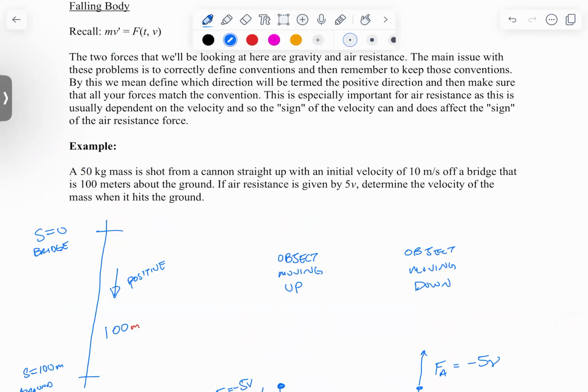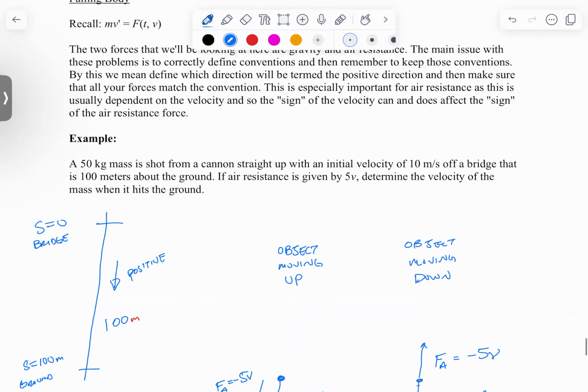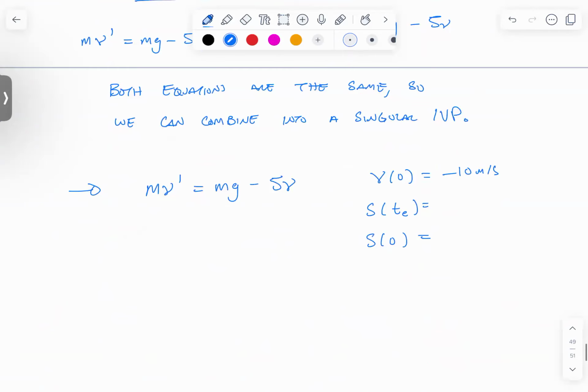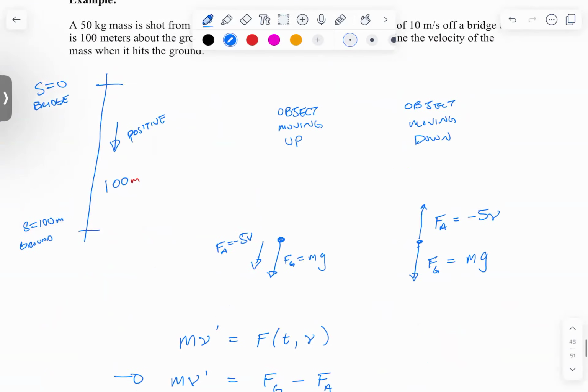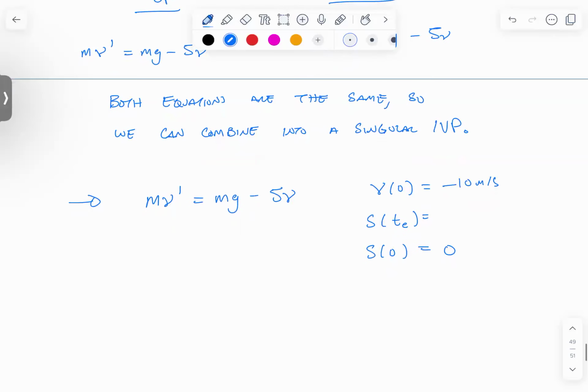Initial position, S of 0. Zero. Yeah. So again, this is just the conventions that I did. S of 0 equals 0. And then I called it STE, time eventually, something happens at some point. 100, right? When it hits the ground, that's what's going to happen.